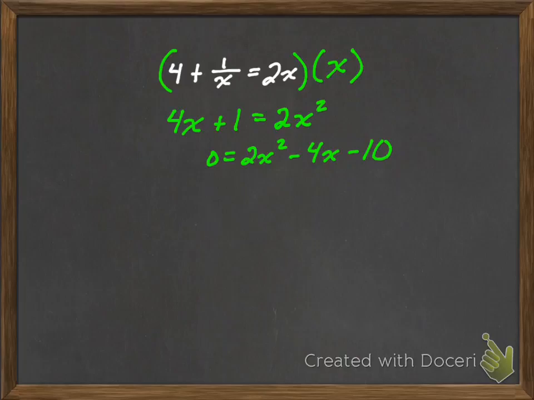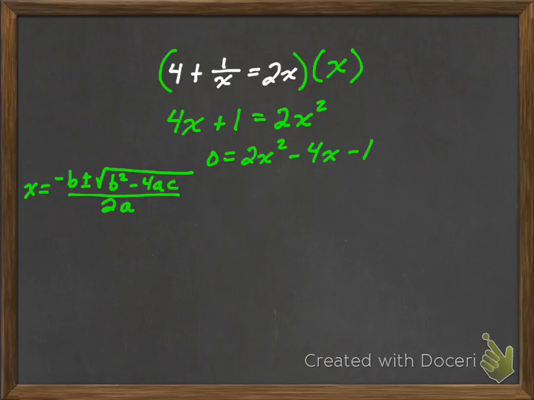Normally we would try to factor this problem. However, this problem does not factor. This is a quadratic equation, but it doesn't factor, which means we can solve it by using the quadratic formula, which is negative b plus or minus the square root of b squared minus 4ac, over 2a.